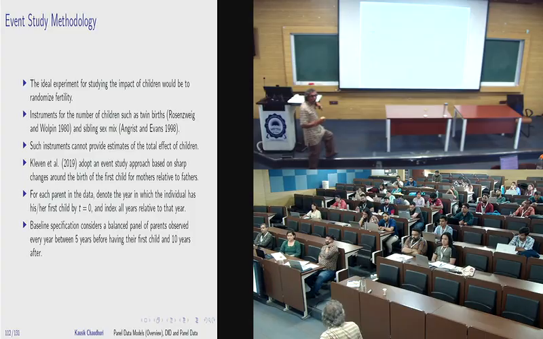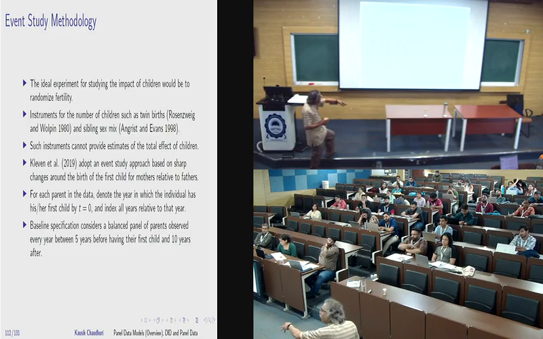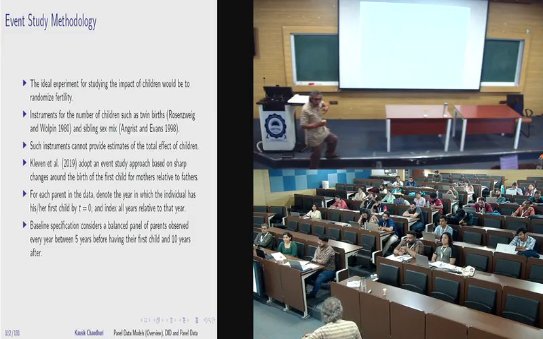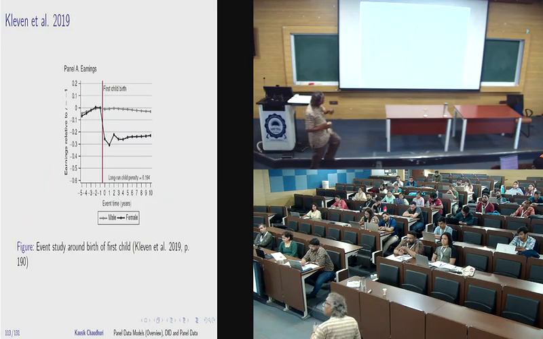And then I want to index everything with respect to 0, time to go or time after. Clear? And then the baseline specification, a balanced panel of parents observed every year, as I said, time to go and time after, right? 5 years before having their first child and 10 years after. So time to go and time after, right? We call 2 years before, then year 1, year 2, year 3, and it goes on, so on and so forth. Clear? And that's the graph.